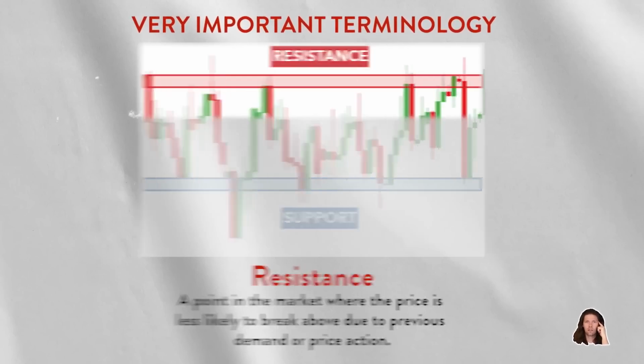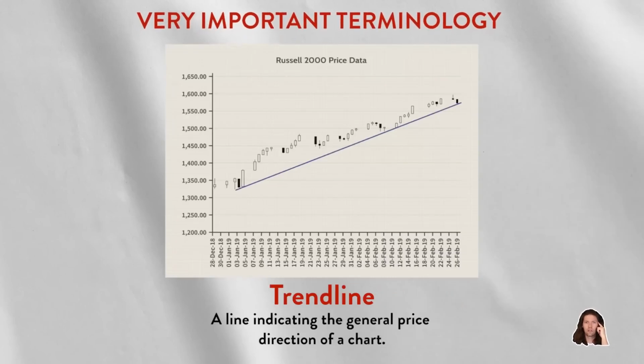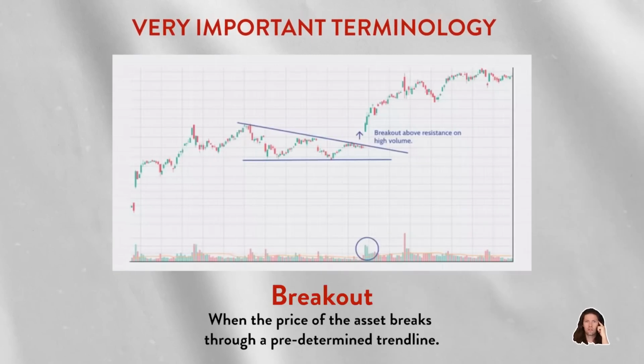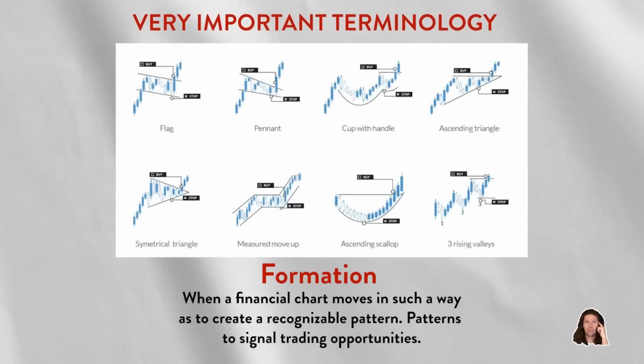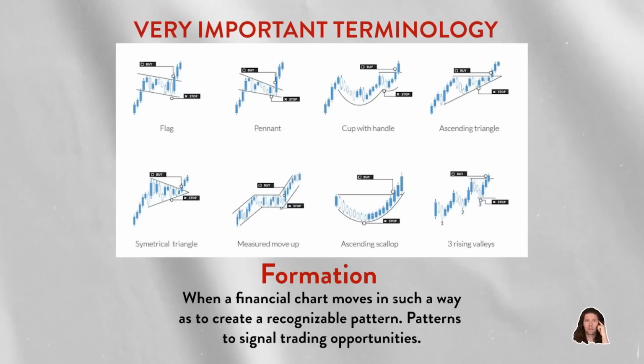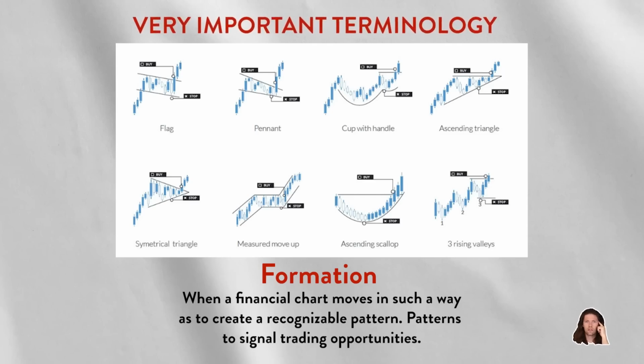Trend line, a line indicating the general price direction of a chart. Breakout, when the price of an asset breaks through a predetermined trend line. Formation, when a financial chart moves in such a way to create a recognizable pattern. Patterns signal trading opportunities, either to enter or exit positions.